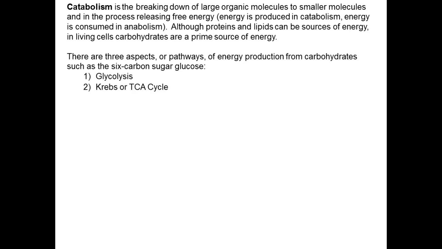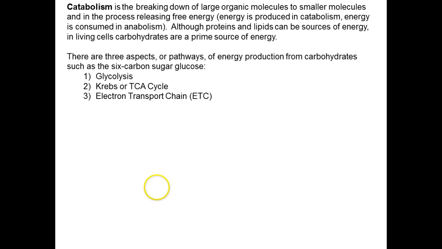And then the Krebs cycle or the TCA or citric acid cycle, right, where they further break down the products from glycolysis and generate more energy. And then some of those products take electrons from the Krebs cycle and from glycolysis and bring them to the electron transport chain, right, where they generate even more energy.